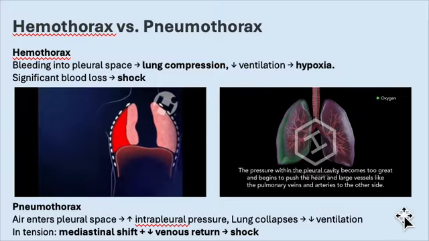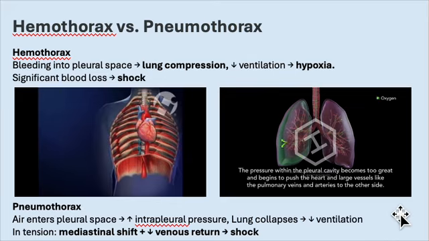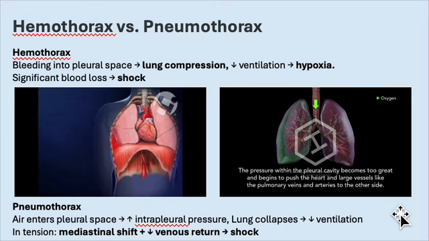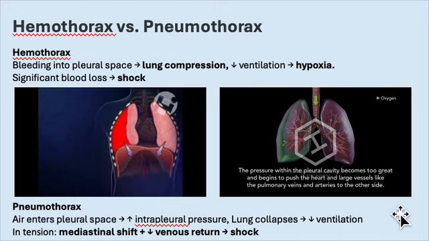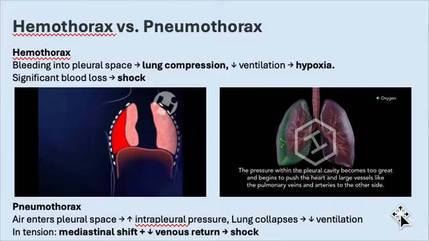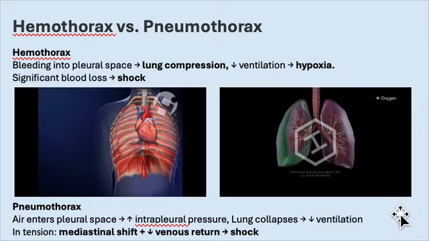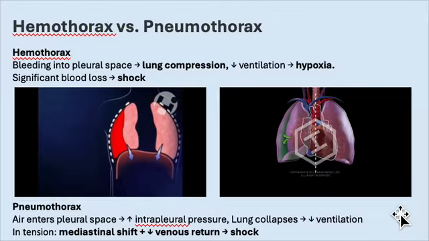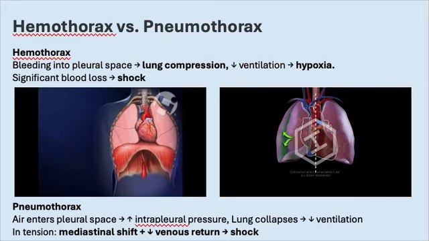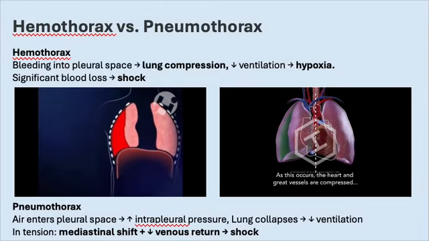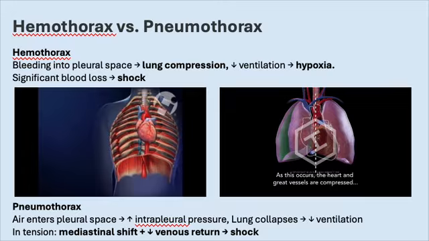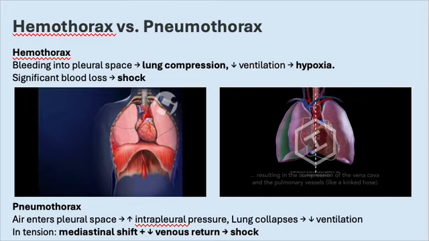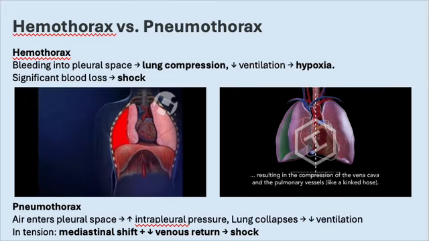Now over here, this illustration is showing what occurs with a pneumothorax. A pneumothorax is when air enters the pleural space. So now air is entering that space between the lungs and the thoracic wall, often from a chest injury, like a penetrating chest injury or blunt trauma. And the result is that air fills the cavity.